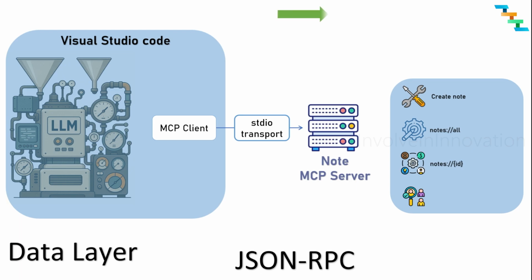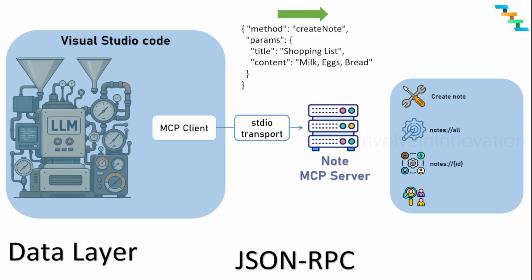For example, if your AI wants to create a note, it sends a JSON request like this. It will have properties such as method, the method create note, and then params, what are the different params this create note method takes. Then the server replies back with another JSON response confirming the note was created. This layer also defines the core primitives like tools, resources, prompts, and notifications, basically the vocabulary that AI can use. The next important layer is the transport layer.